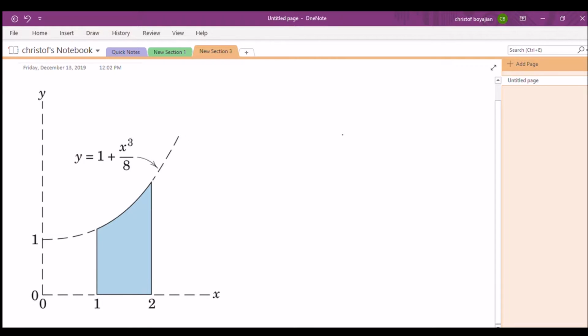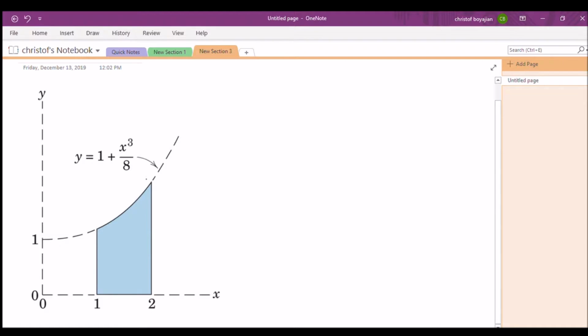Welcome to a statics problem in which we are trying to find the centroid of this shaded area right here. We want to find the x and y coordinates of this shaded area. We have this equation of a cubic function, y equals 1 plus x cubed over 8. We want to find the area between the x coordinates from 1 to 2.